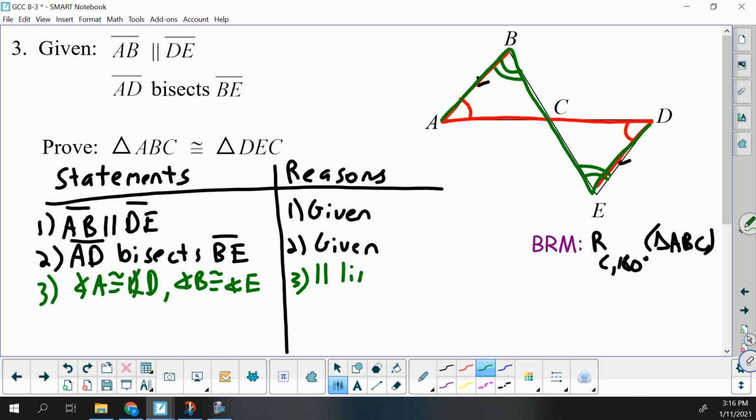Parallel lines implies congruent alternate interior angles.